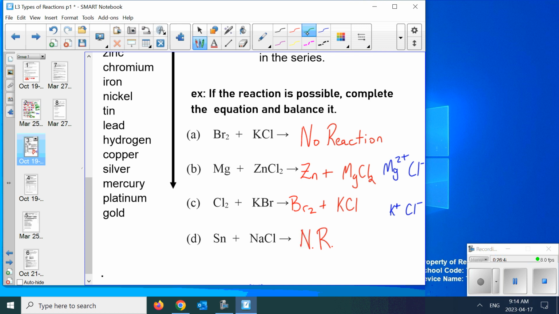I'll wait for you guys. You tell me. Yep. 2 there. That takes care of the Brs. And that screws up the Ks, right? But this takes care of both the Ks and the Cls. That's kind of like 2 of everything. The balancing is from grade 10, and I know you guys need practice.